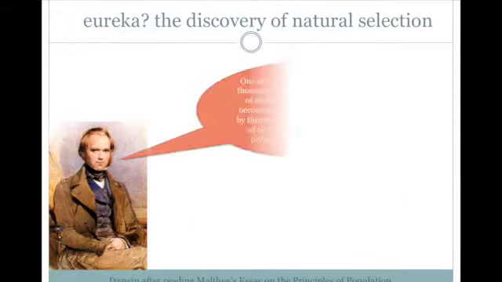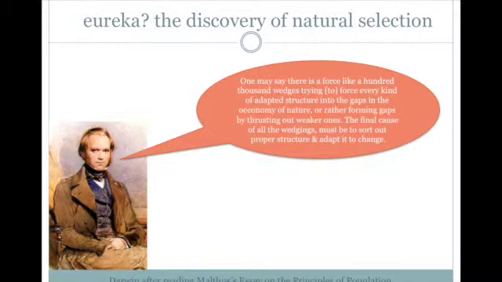At the time, he wasn't really quite so articulate. This was what he scribbled in his notebook after reading The Principles of Population. One might say there is a force like 100,000 wedges trying to force every kind of adapted structure into the gaps in the economy of nature, or rather forming gaps by thrusting out weaker ones. The final cause of all the wedgings must be to sort out proper structure and adapt it to change.